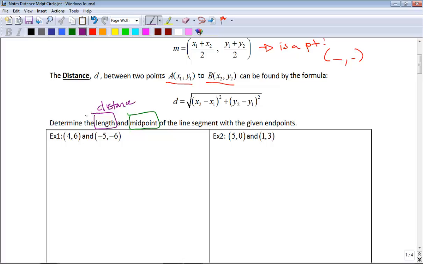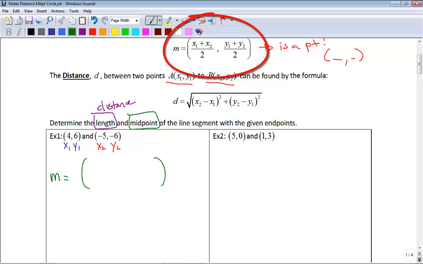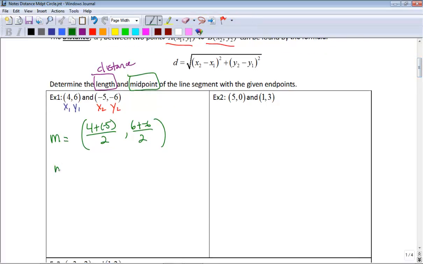So here are my two points. And I'm just going to go ahead and label them. This is the first point, so I'll just say x1, y1. And this one came second, so I'll call that x2, y2. All right, let's start with the midpoint. M is going to equal x1 plus x2 all over 2, so 4 plus a negative 5 all over 2, comma, y1 plus y2 all over 2, so 6 plus a negative 6 all over 2. If I clean this up, 4 plus negative 5 is negative 1 over 2, and 6 plus a negative 6 is 0 over 2, which is just 0. So the midpoint between these two points is negative 1/2, comma 0.